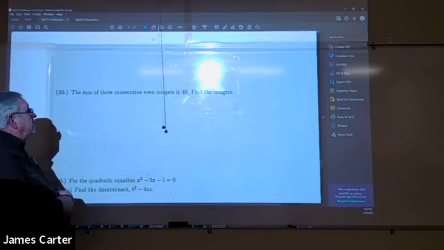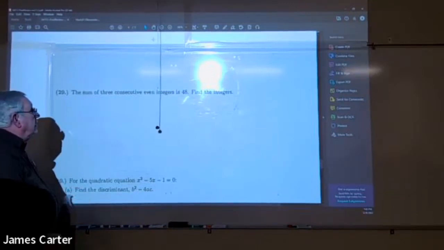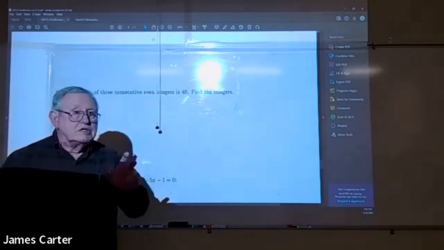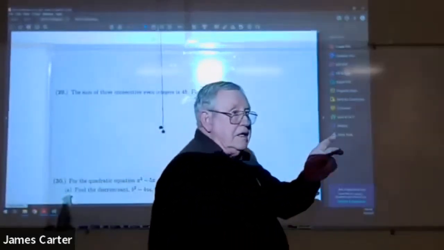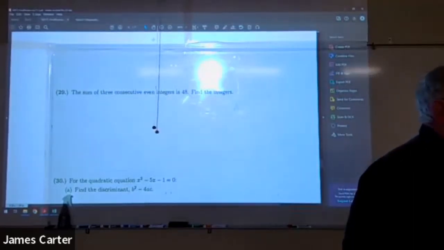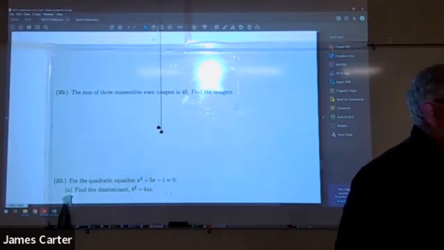The sum of 3 consecutive integers. Okay. What does consecutive integers mean? That means like 4, 5, 6. Or negative 2, negative 3, negative 4, that would be reverse order. Okay.